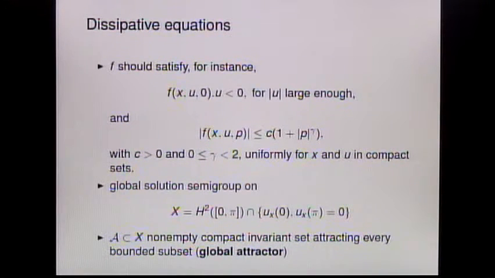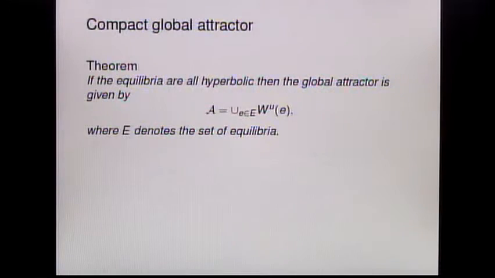And there are basically two main results regarding the characterization of this object. The first one says the following. If we assume that all the equilibria of our equation are hyperbolic, this means that lambda equals 0 is not an eigenvalue for the linearized equation at this equilibrium point. If this is the case, then the global attractor will be given as the union of all the unstable manifolds of each of the equilibrium points. So this is the first characterization for the global attractor in this case.